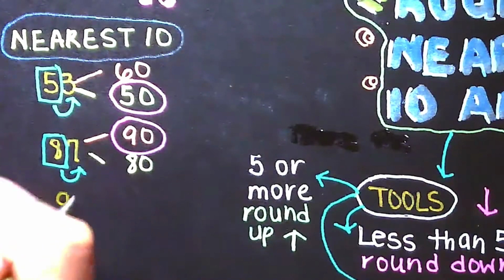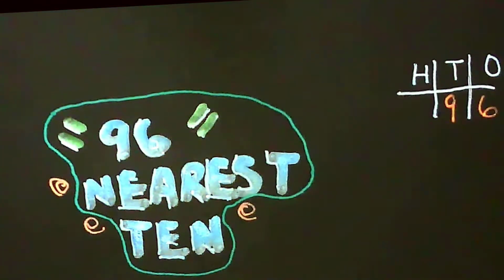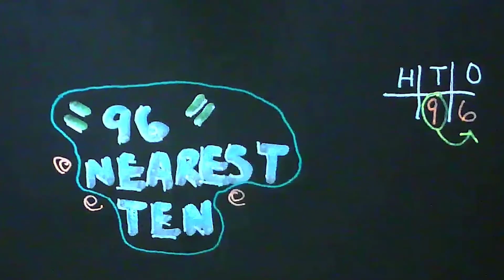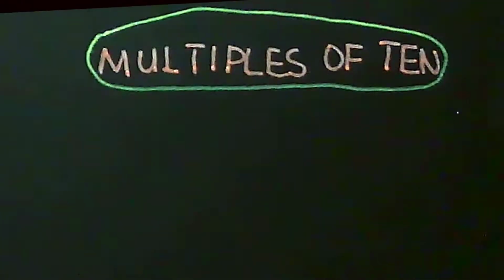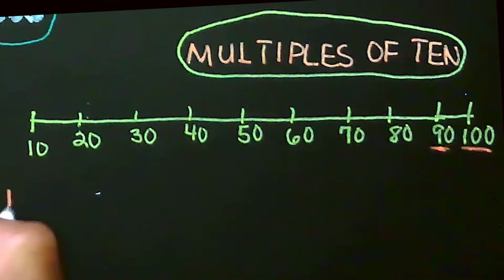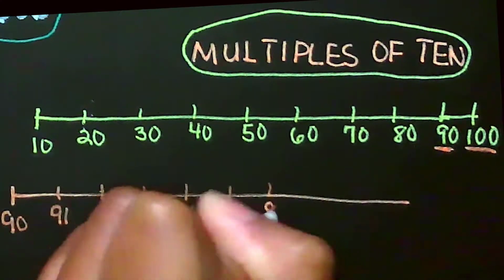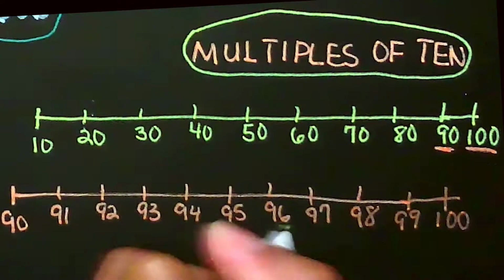Let's try another one. 96 rounded to the nearest 10. We got our place value chart. The 9 goes in the tens place, the 6 goes into the ones place. Let's go ahead and get our number line on here. And 96 is in between 90 and 100. We're going to break it down between 90 and 100 to see where 96 falls.